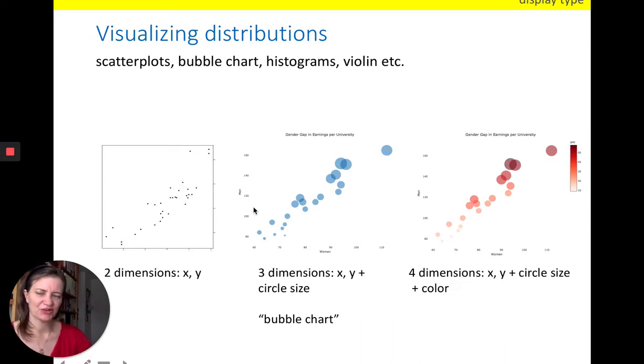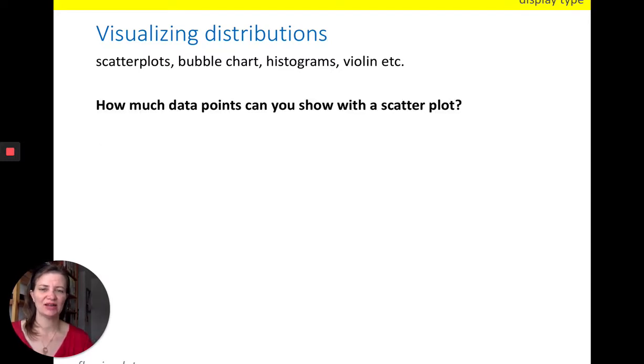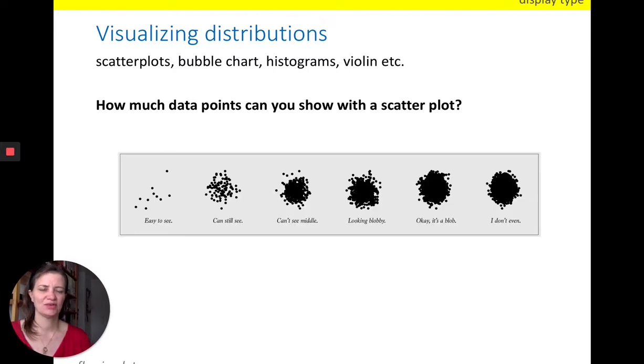Scatter plots are great because they allow us to visualize 2, 3 and even 4 dimensions. However, every chart has a limitation. How many data points are we actually able to plot in a scatter plot? So here's a visualization of what that quickly looks like.